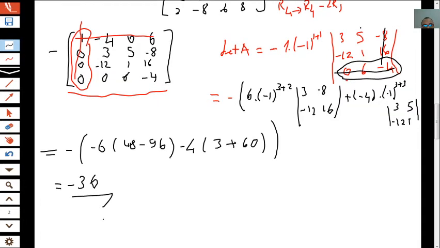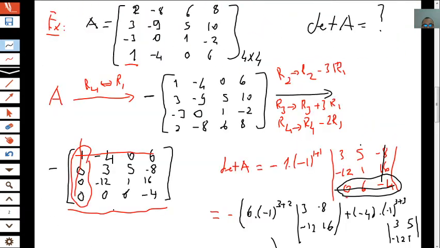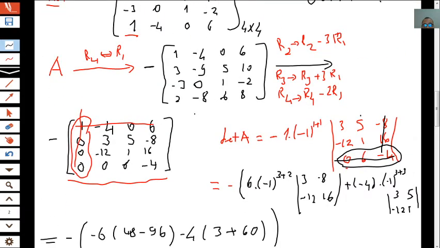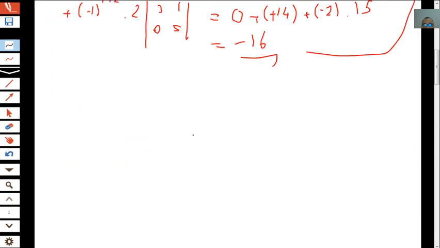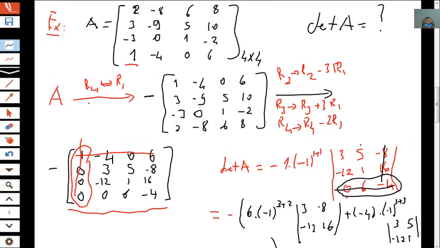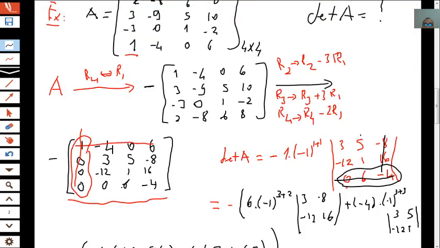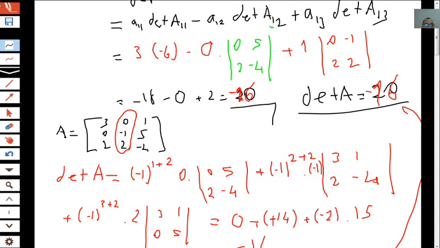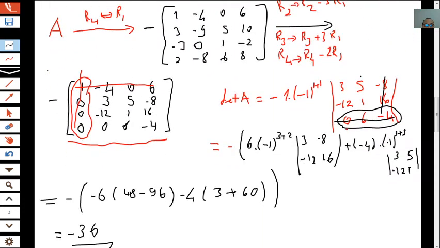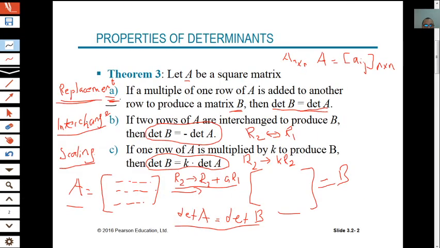Okay, using the row operations we can make the calculation of the determinant of a matrix like this one easier. When we apply the row operations we should be careful by looking at theorem 3. Okay, this one. We should follow the rules written here.